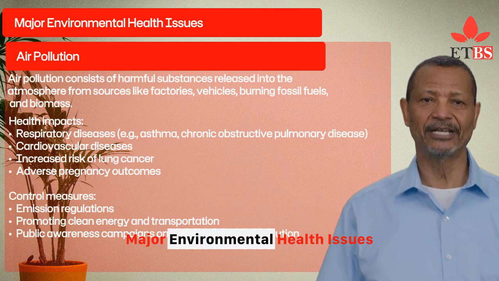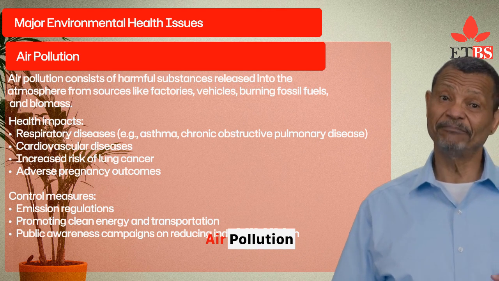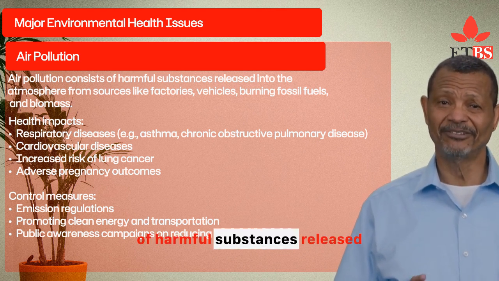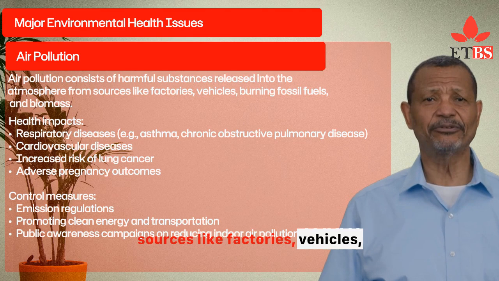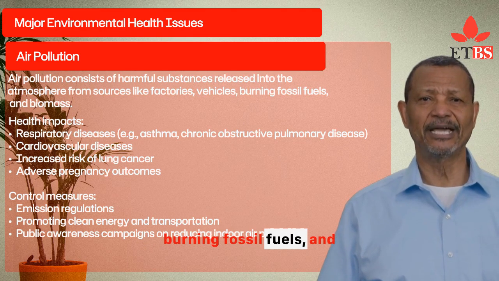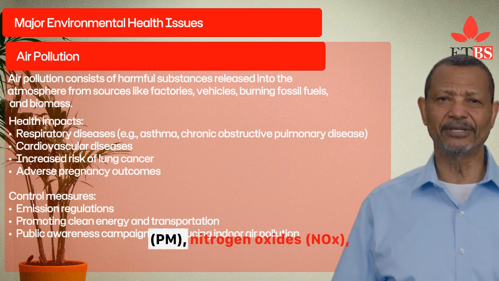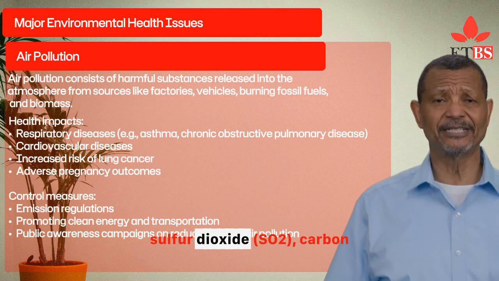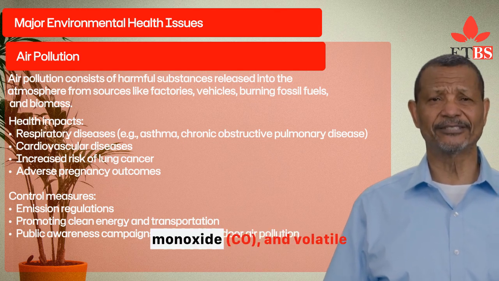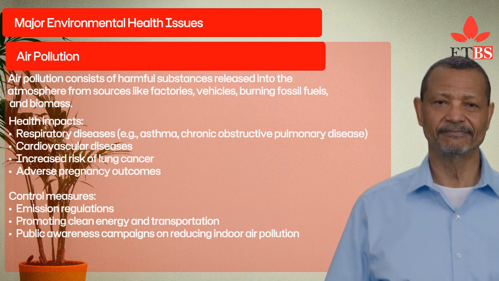Major environmental health issues. Air pollution. Air pollution consists of harmful substances released into the atmosphere from sources like factories, vehicles, burning fossil fuels, and biomass. Pollutants include particulate matter, PM, nitrogen oxides, NOx, sulfur dioxide, SO2, carbon monoxide, CO, and volatile organic compounds, VOCs.